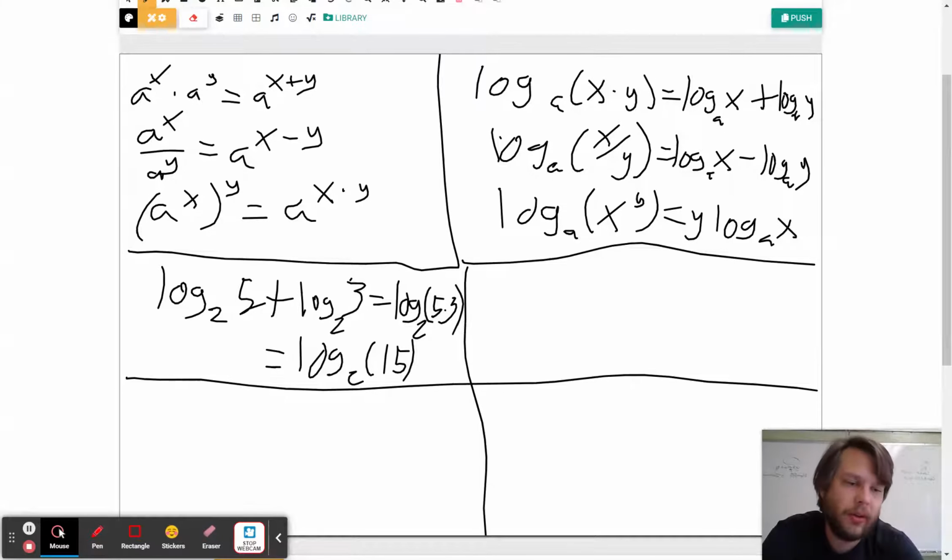I'm not going to go any further because 2 doesn't go into 15, so this is not something that I would want to calculate in my head. I can tell you the answer is in between 3 and 4, close to 4, but I can't really do too much more than that mentally.